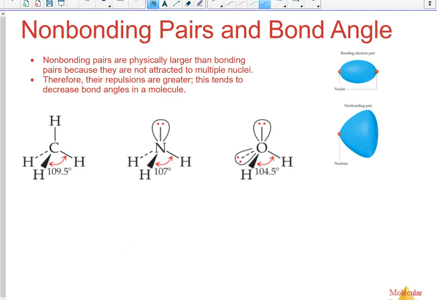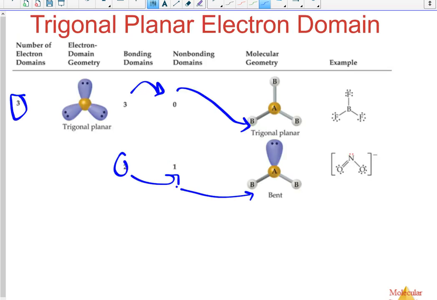Non-bonding pairs and bond angle. Non-bonding pairs are physically larger than bonding pairs because they are not attracted to multiple nuclei. Therefore, their repulsions are greater. This tends to decrease bond angles in a molecule. This is a minute detail that you don't have to write down. But just know the more non-bonding, the tighter the angle. Are you okay with that? Tell me when to stop.